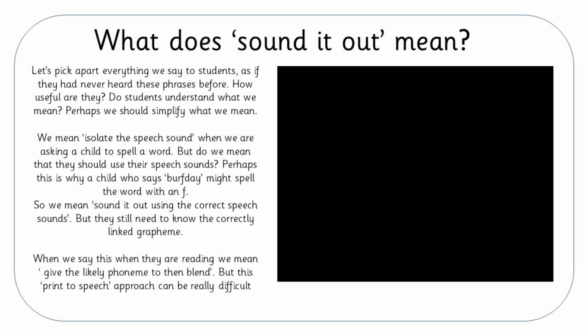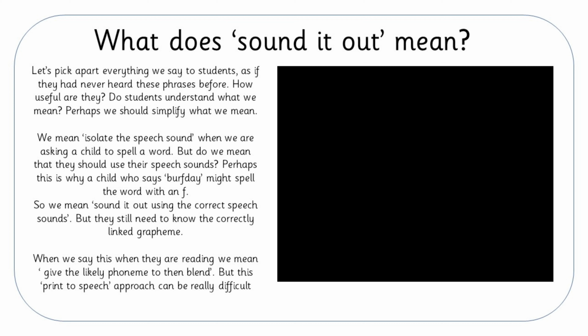So the first sound is nt. No, I don't mean that. I mean, because we've been using the phonics, I actually want you to sound it out as my sounds, ant. Can you see where the confusion is? So when you say sound it out, what do you mean? Do you really want them to give the sounds they use? Or what do you mean?